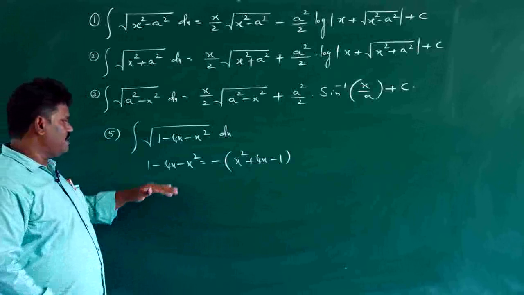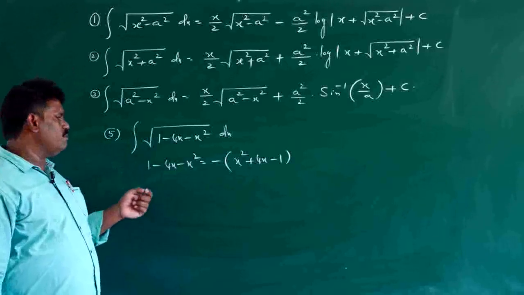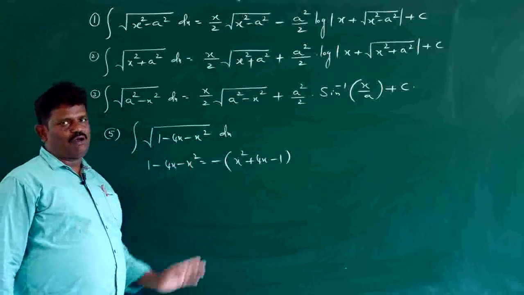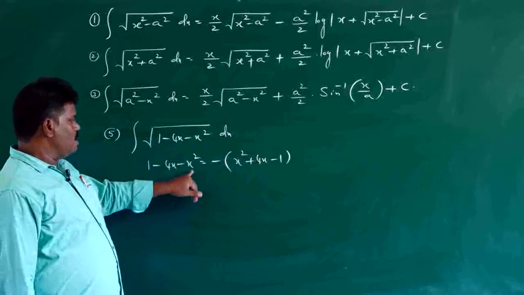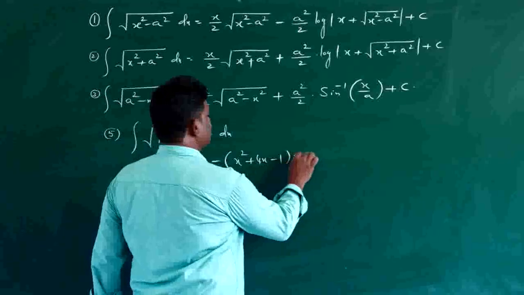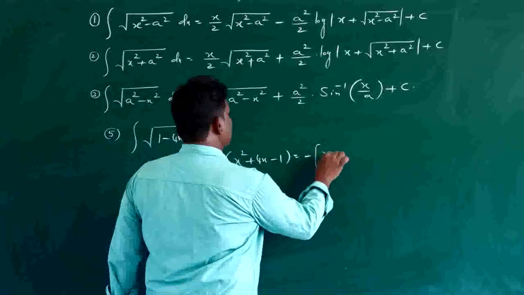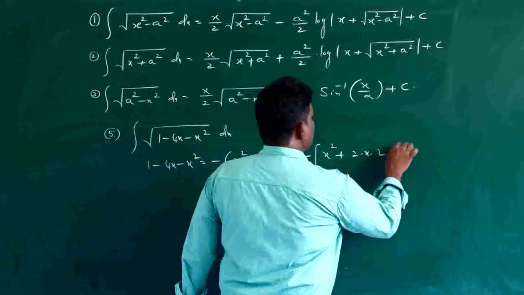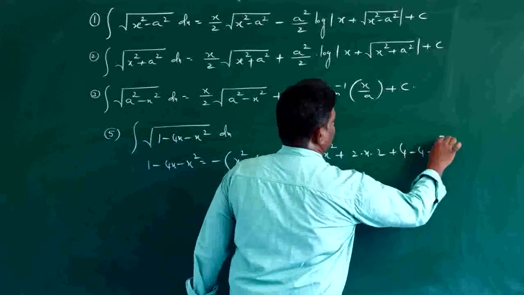First, in the given expression we take the minus common. Why? Because here the x square coefficient is negative, so whenever it is negative we take it common and then simplify the expression: x square plus 4x minus 1. Now how to simplify this value? Minus of x square plus 2 into x into 2, so plus 4 minus 1 value.